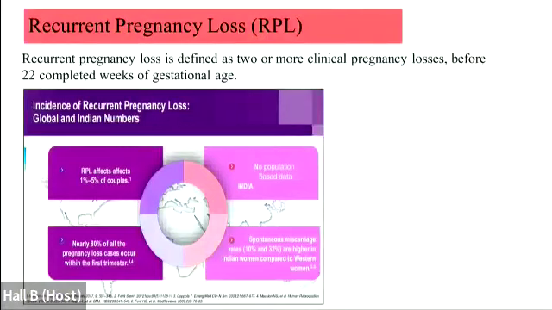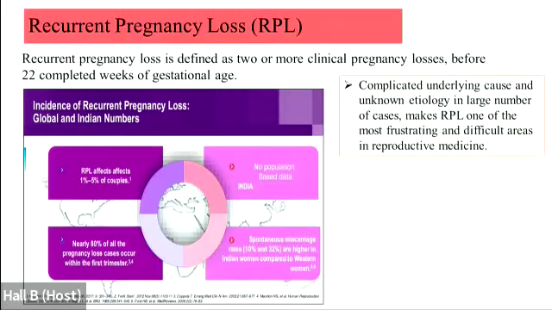Recurrent pregnancy loss is basically defined as two or more clinical losses of pregnancy before 22 weeks of complete gestation. It affects about 1 to 5% of couples worldwide, and nearly 80% of the losses occur within the first trimester. However, there is a lacuna of data from the Indian region, and it is believed that the spontaneous miscarriage rate is much higher in the Indian population as compared to Western women.